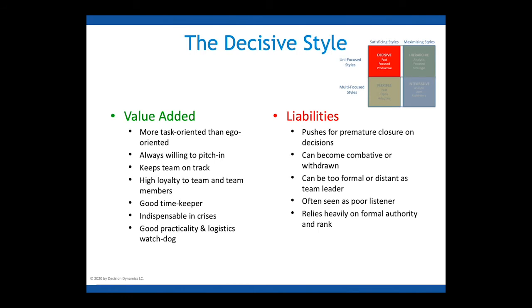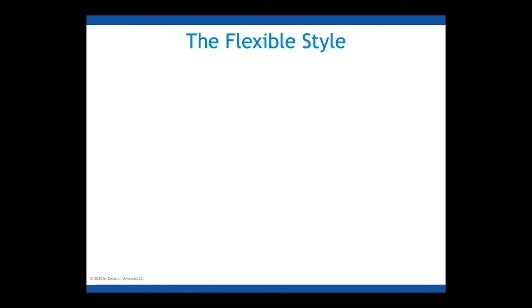And implicit in what I've just said is that a decisive thinker is unlikely to be favorably inclined to get into a lot of complex details and tasks. So you can see that those liabilities are going to be potential weaknesses in situations where the decision at hand is going to be a rather complex, multifaceted thing where there are lots of points of view that need to be taken into account. Next, we come to the other satisficing style.